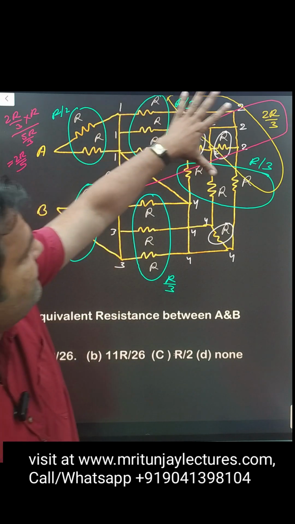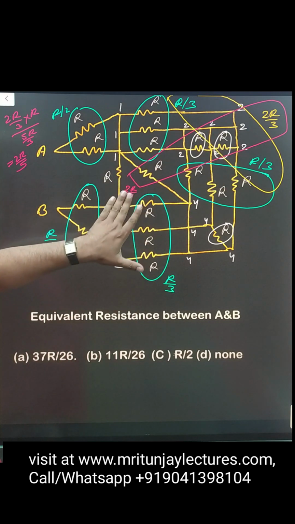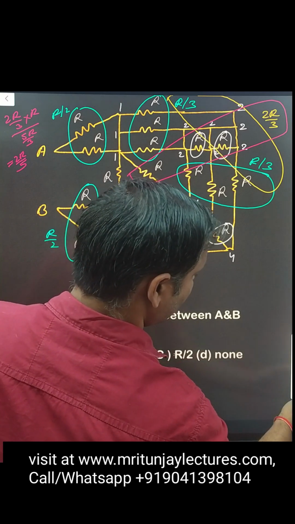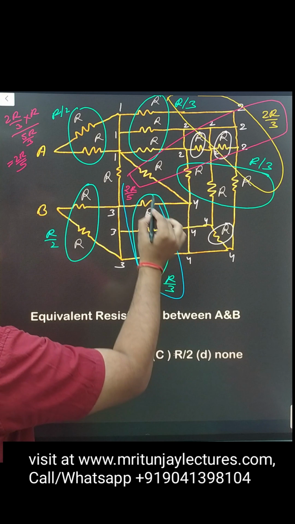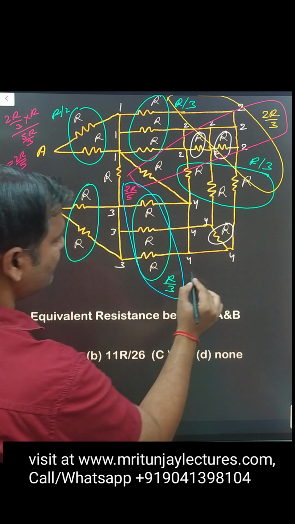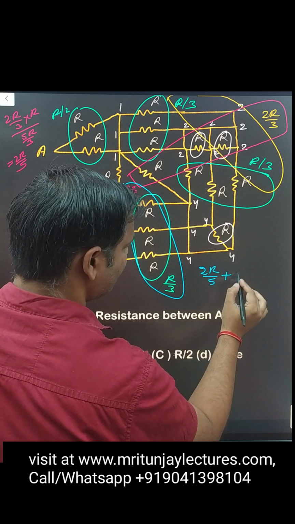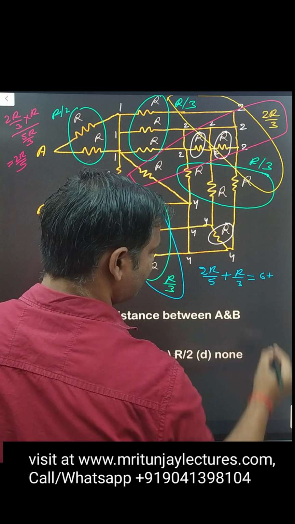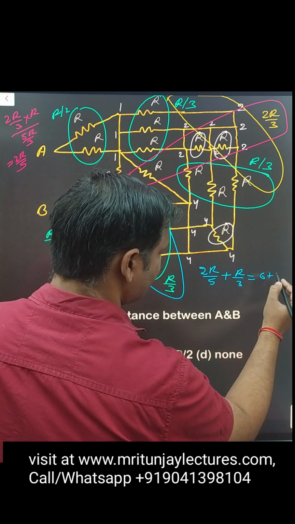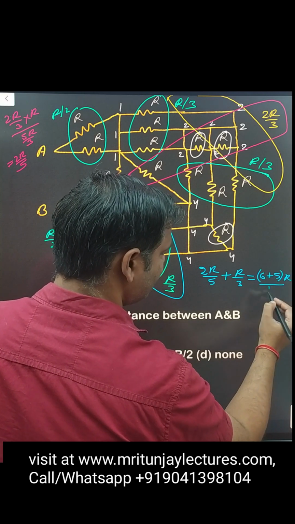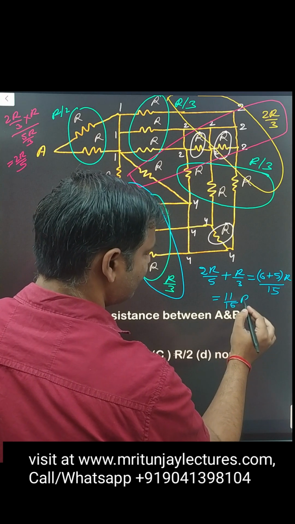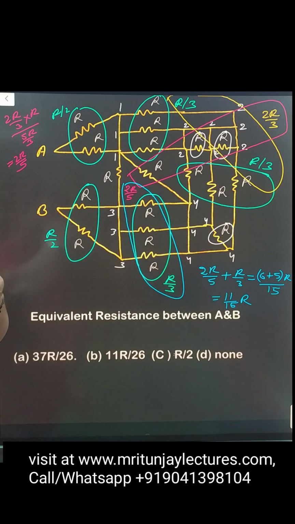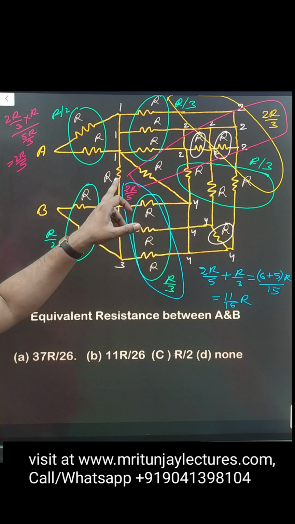Clear? So the combination of these, that is 2R by 5 and R by 3, are in series. Okay, now look again. R by 3 and 2R by 5 in series. So how much is that? 2R by 5 plus R by 3. How much is that? 3 times 2 is 6 plus 5, that is 11. So basically 11R divided by 15. So the combination of these, we got 11R by 15, and 11R by 15 is parallel to that resistance.